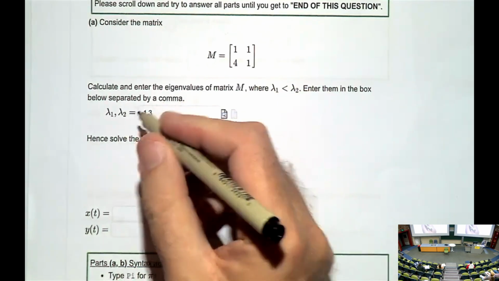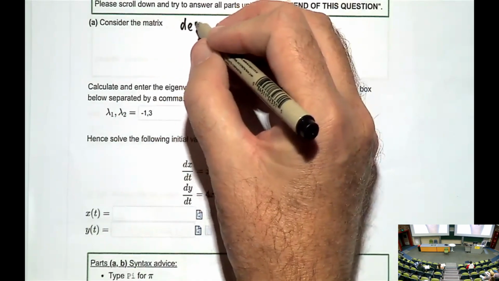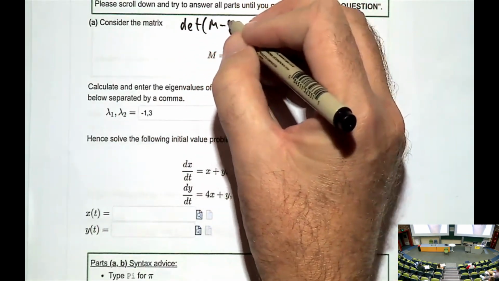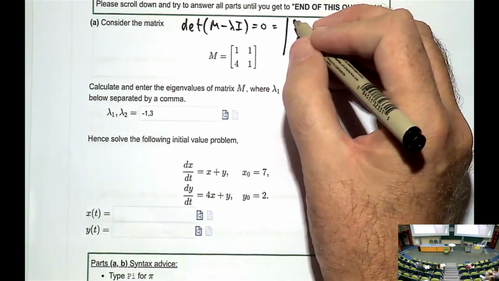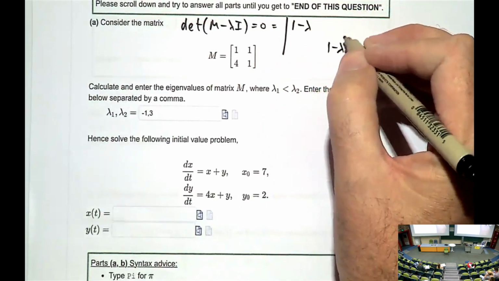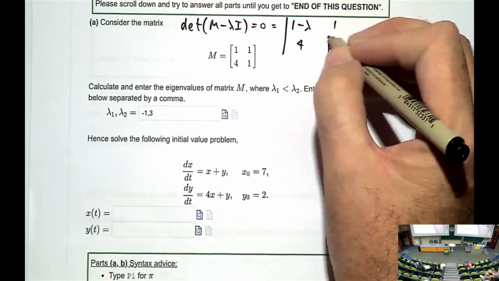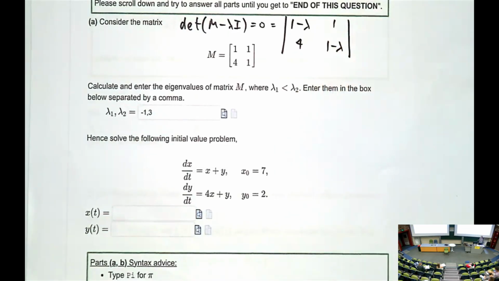All right, so to get these things, you solve the determinant. So you solve that, you get a quadratic, and you get 2 values. Now, even though it's not symmetric, you still get nice values, -1 and +3. And they're not the same. Hence, solve the problem.